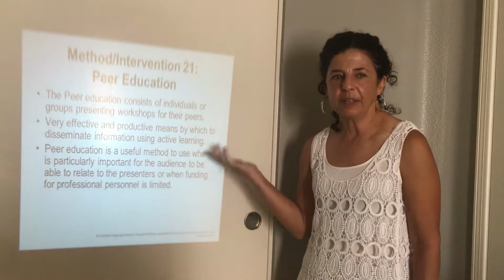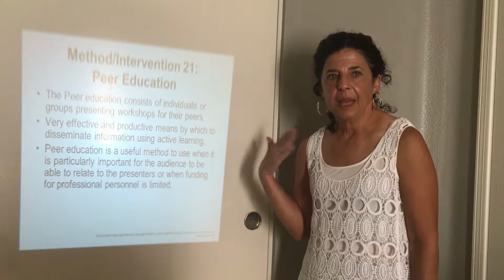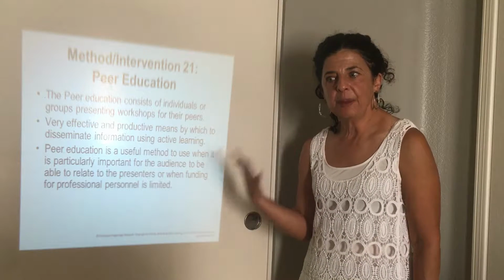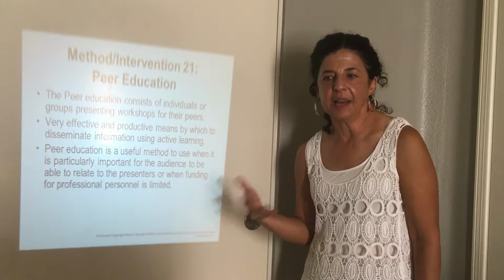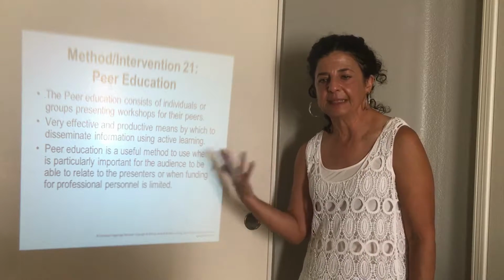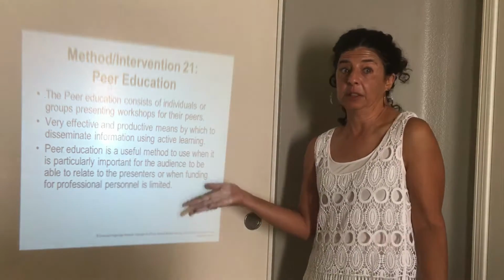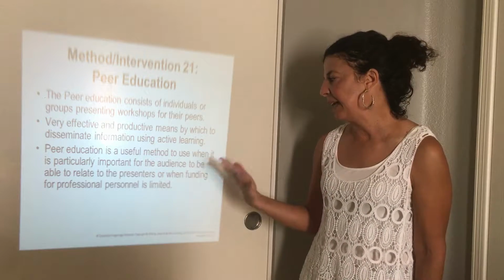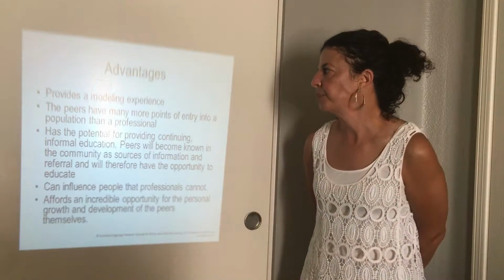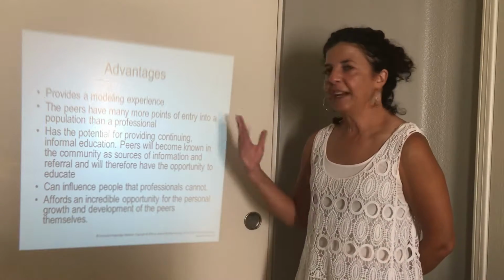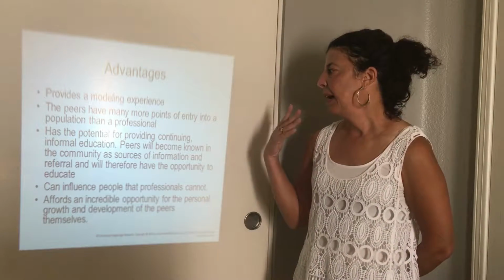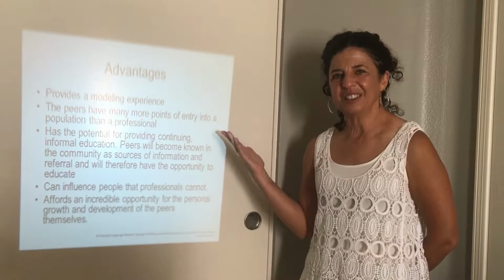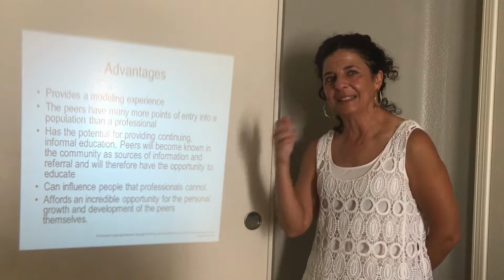It can be really effective if people feel like, oh, well, why are you saying that? Because you don't really understand what it's like to be me. Well, if you're a peer, you understand very well what it's like to be that individual. And so it helps people to identify and makes it relatable. So it can provide a good modeling experience. The peers usually can get to the audience a little bit easier.